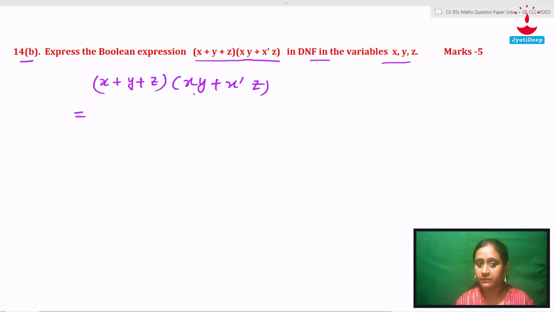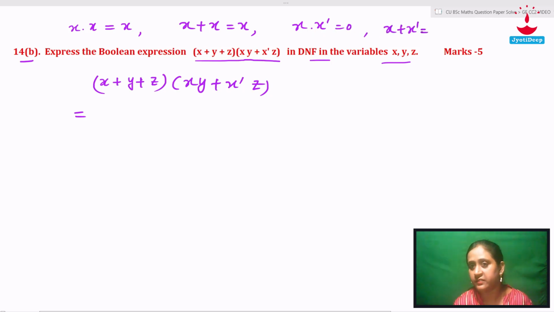Simple multiplication we will apply. In Boolean algebra we know that x into x is x, and x plus x is also x. Also x into x dash is 0, and x plus x dash is equal to 1. You must know these formulas, as they will be needed here.